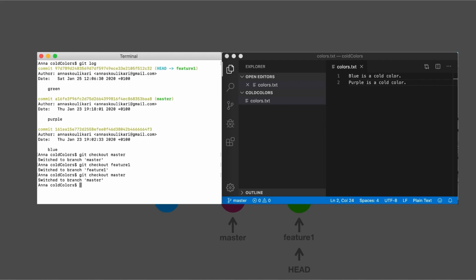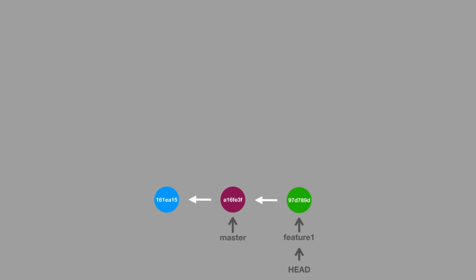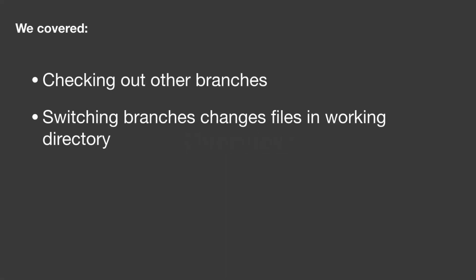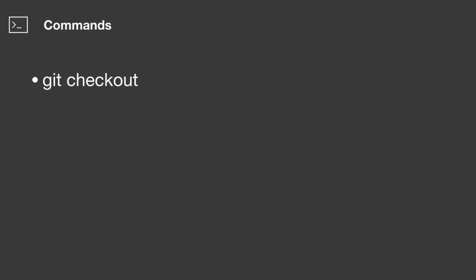So this is a really important point to make. When you switch branches, the contents of your directory changes. That was it for this lesson. Let's quickly overview. In this lesson, we covered checking out other branches and the fact that switching branches changes files in your working directory. We also introduced an important command, the git checkout command, and that was it. See you at the next lesson.